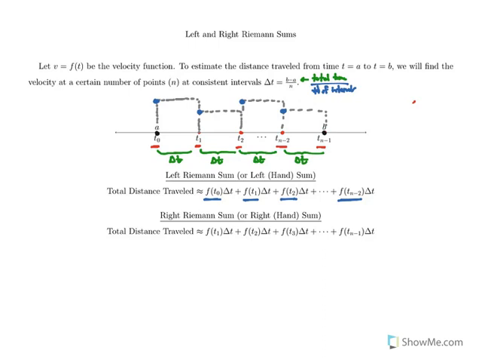As opposed to looking at the right endpoint: f of t1, f of t2, f of t3, and f of t sub n minus 1 if we go all the way out. That's what we call the right Riemann sum. These are also called the left sum or the left-hand sum or the right sum or the right-hand sum. There's a lot of different names for those. We're going to use Riemann sums for us. Remember that these are estimates of the distance traveled.